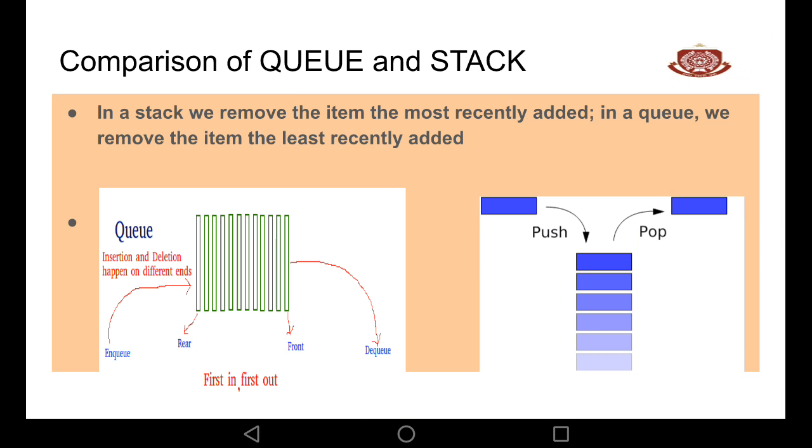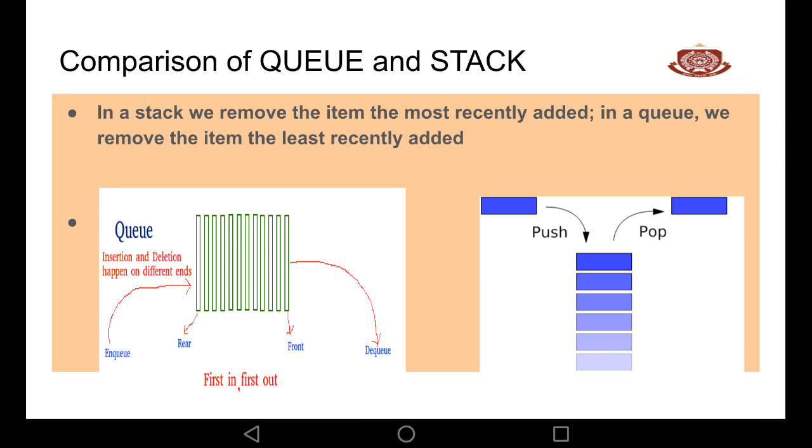Now we have already used stack, so here we're going to compare queue and stack. In a stack we remove the item most recently added; in a queue we remove the item least recently added. So stack works on the last in first out method, where the data inserted last will get out first, but it's opposite in the queue: the data which has been inserted first will be deleted first.